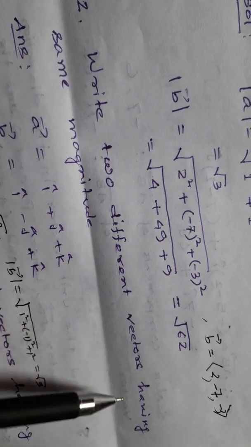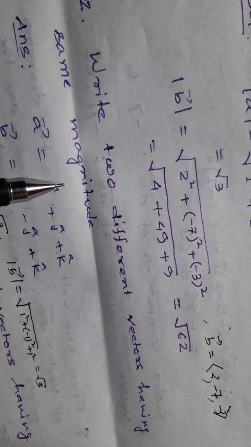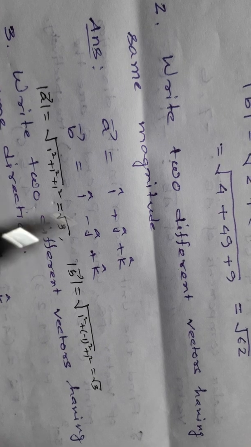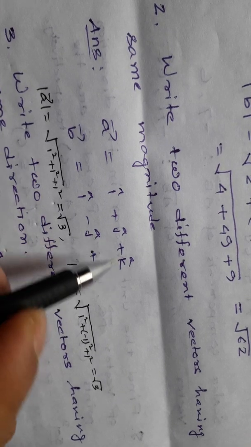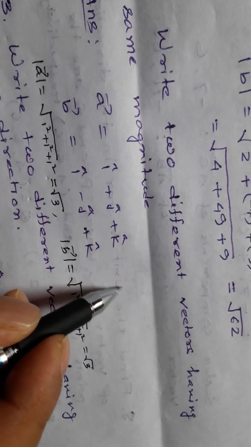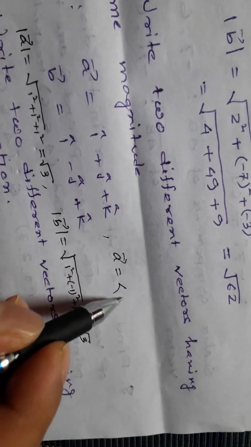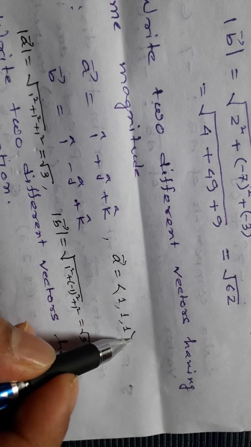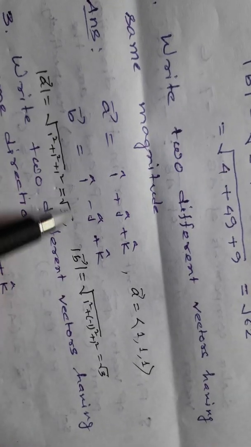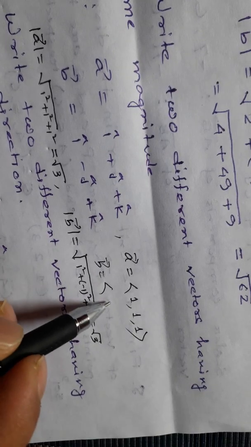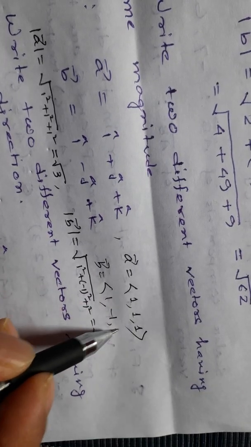Write two different vectors having same magnitude. We have to write two different vectors having same magnitude. So we can write vector A equal to i plus j plus k. Its scalar components are 1, 1, 1. Vector B is i minus j plus k. Scalar components of this vector are 1, minus 1, 1.